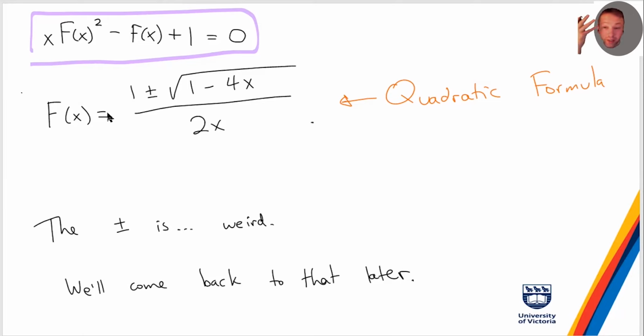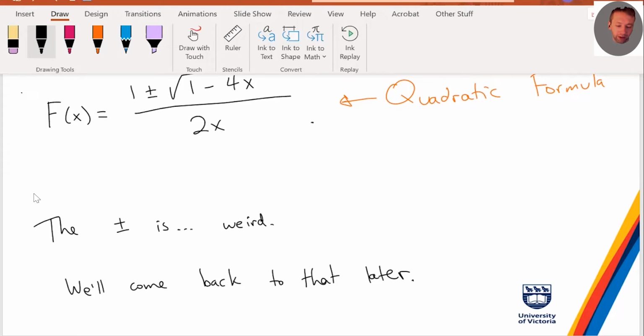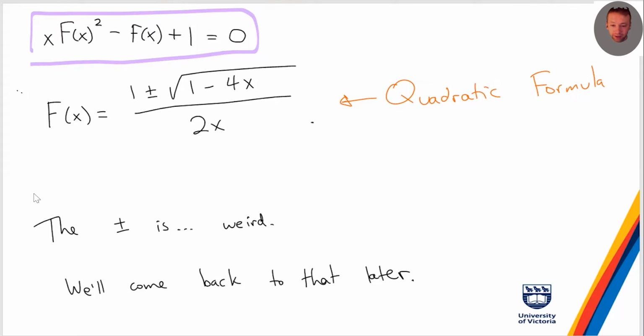Now, I wanted to solve for f of x and write out a formula for f of x. The plus minus is very strange because it says that f of x could be two different things, which seems wrong. And that is sort of wrong, but we're going to work it out later. So let's keep the plus minus for now, and later we'll think about which one is correct, the plus or the minus.